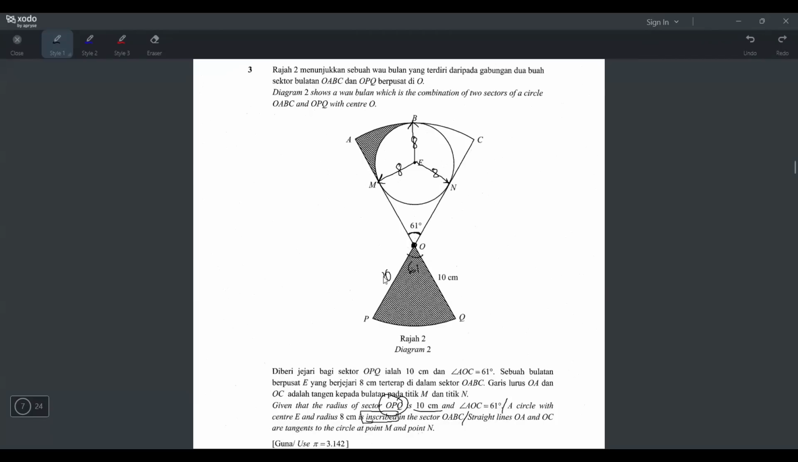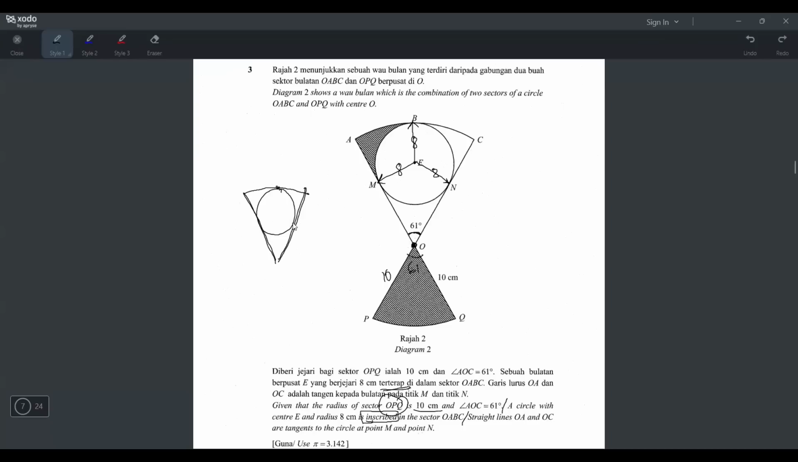Inscribe. Okay, what is inscribe? Inscribe means this circle is inside the sector, but also these lines press on the side of the circle. It means there will be no empty space here, here, and here. That's what it means by inscribe. It means these three lines are pressed against the circle.